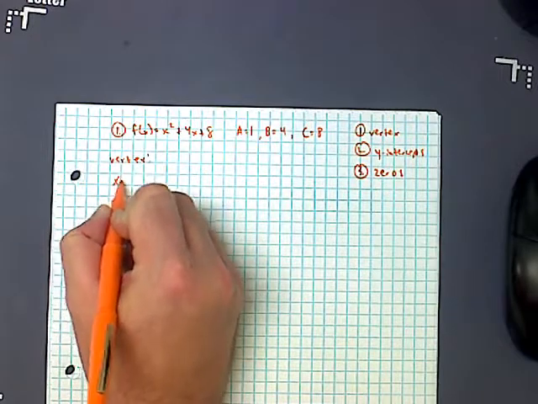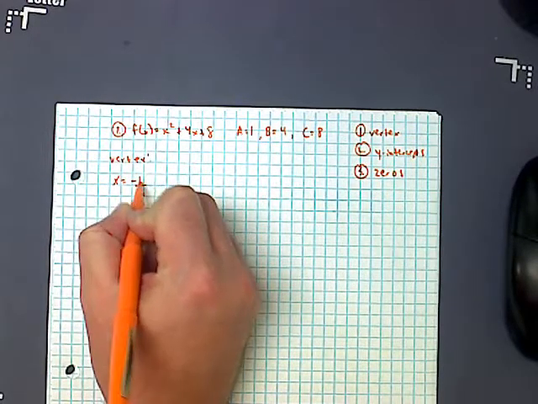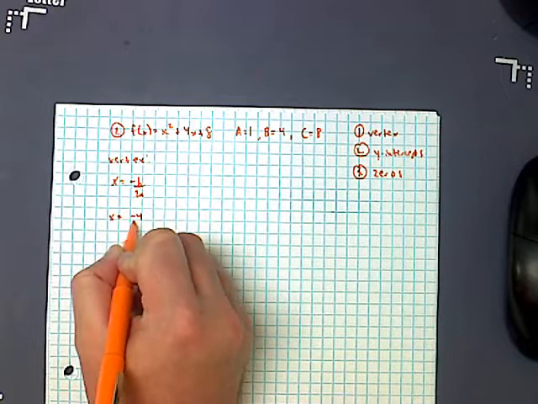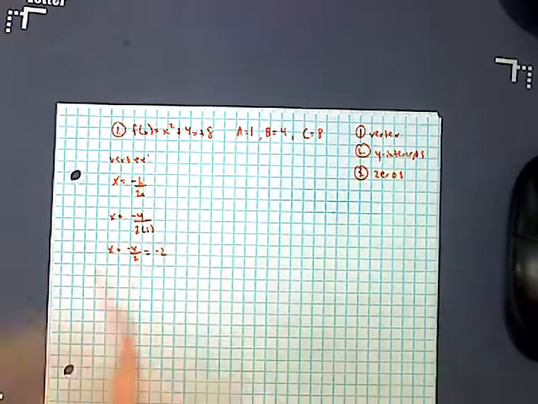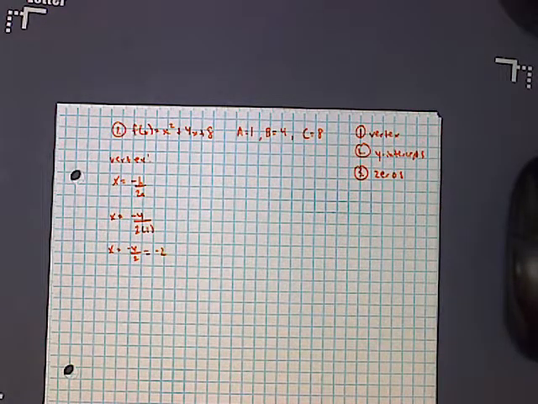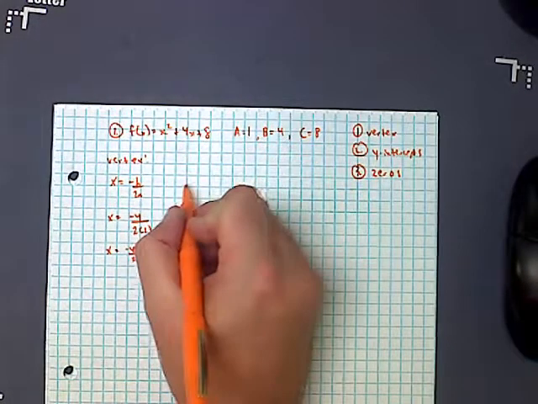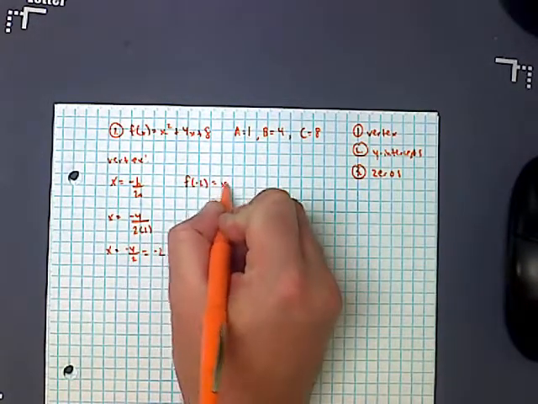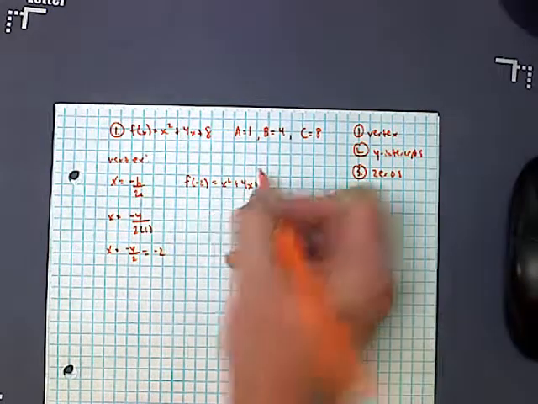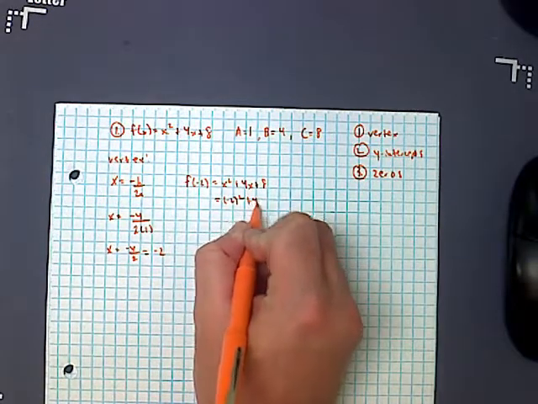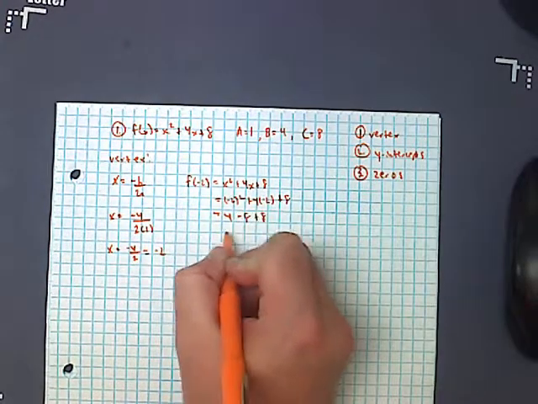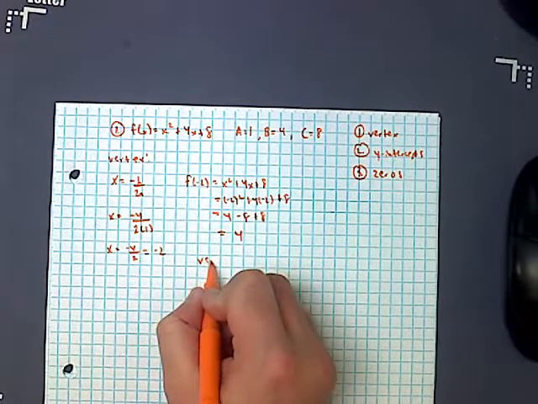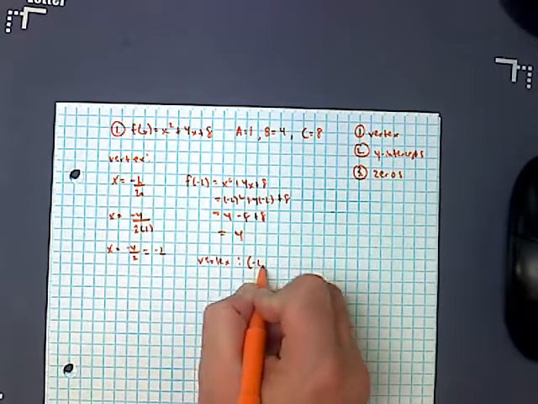I find the vertex by going x equals negative b over 2a. Remember that negative b means opposite. Negative 4 over 2 times 1. X equals negative 4 divided by 2, which is negative 2. To find the y value of my vertex, remember your vertex is an ordered pair. I'm going to plug f of negative 2 back in. F of negative 2 equals x squared plus 4x plus 8. That gives me 4 minus 8 plus 8, which comes out to 4. So my vertex, my ordered pair, is negative 2, 4.